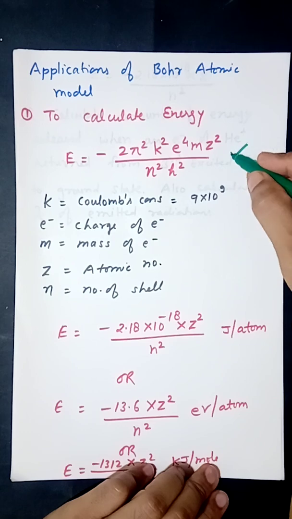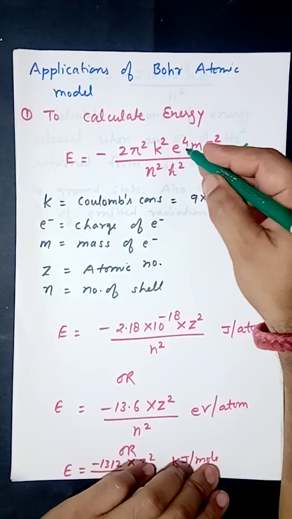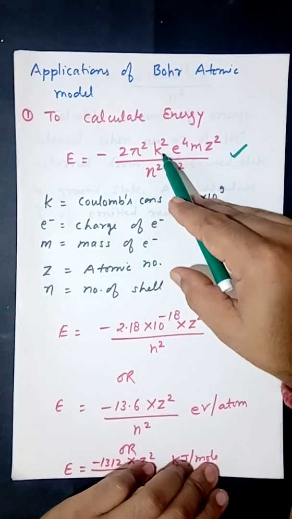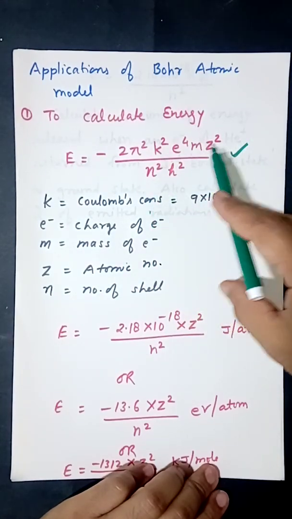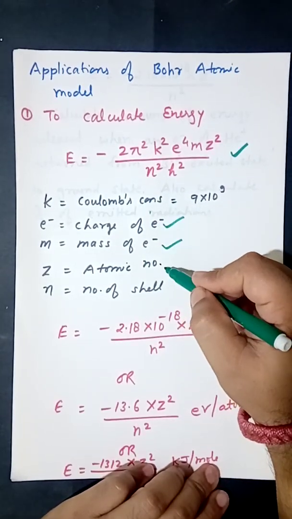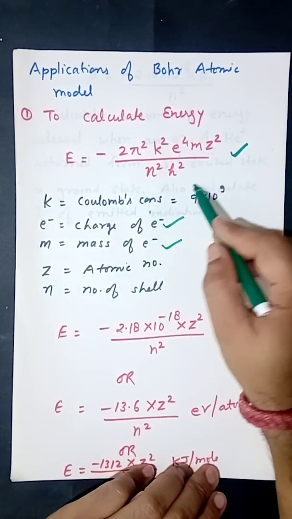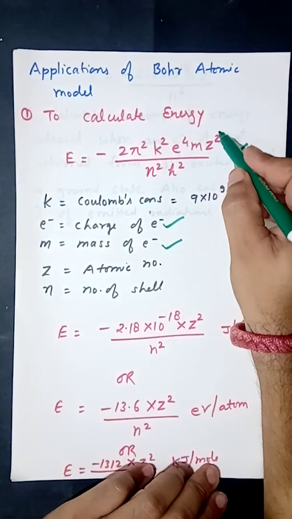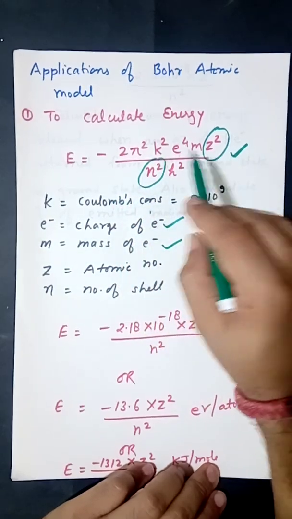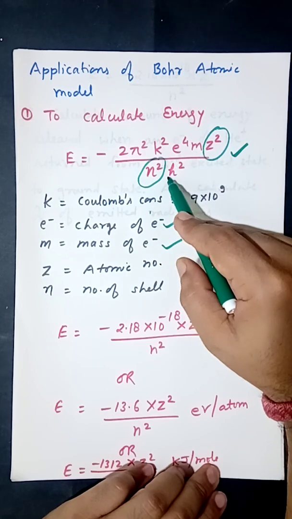Now do not be scared. You are not supposed to prepare this formula for class 11th. For competitive examinations you should memorize this formula. Here 2 is constant, pi is constant, k is Coulomb's constant, which is also constant. e is the charge of electron, m is the mass of electron, Z is the atomic number, n is the number of shell, h is Planck's constant. If you carefully look at this formula, there are only two variables: one is Z, the atomic number, and the other is n, the number of shell. Rest all are constant: 2, pi, Coulomb's constant, charge of electron, mass of electron, and Planck's constant.